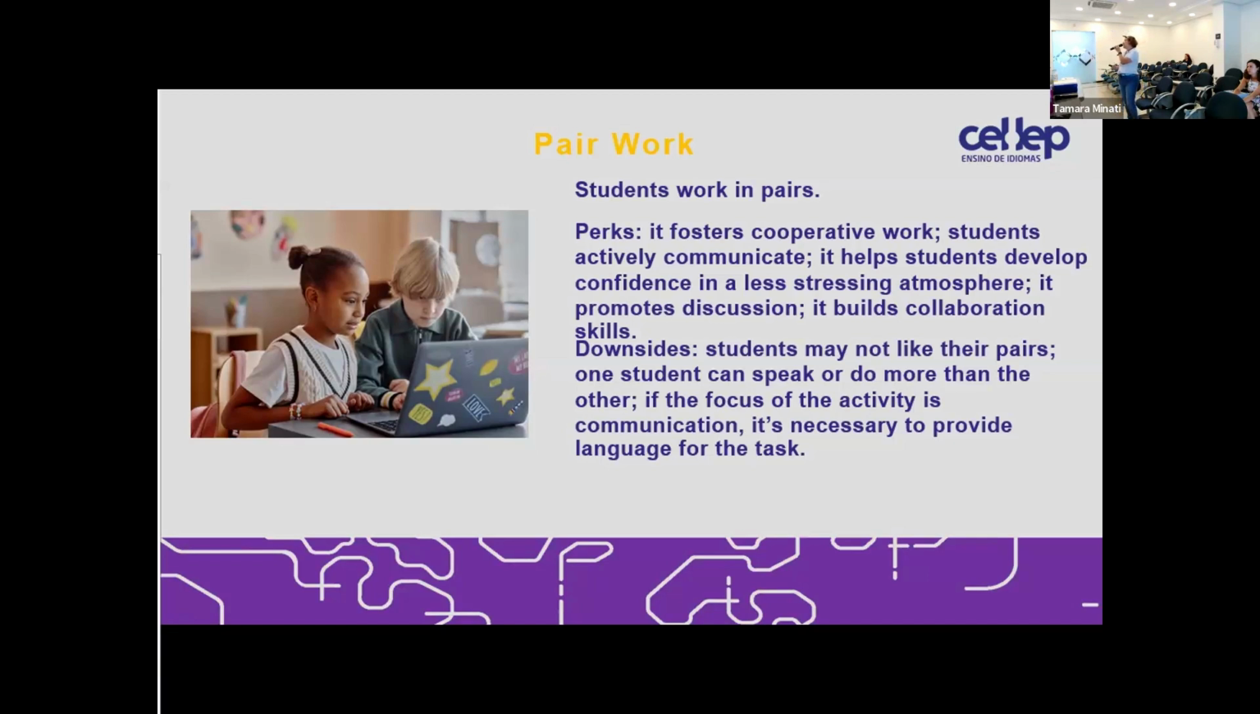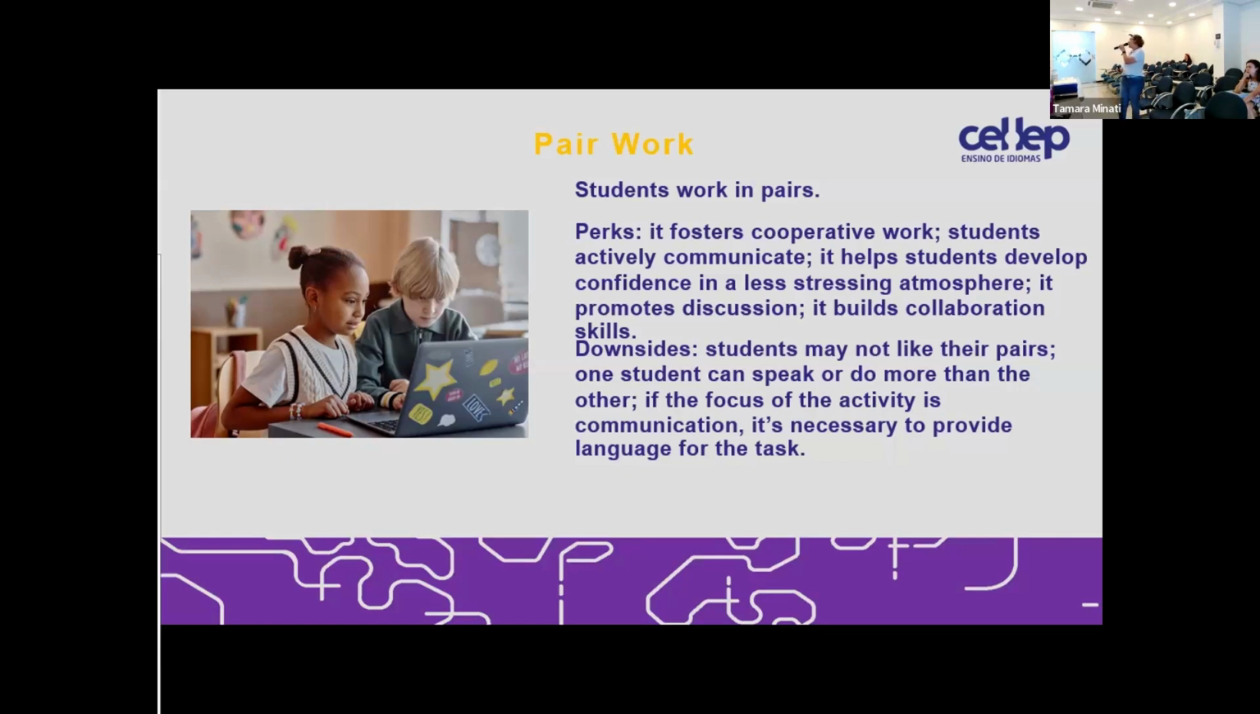One student can speak or do more than the other. This is something that we need to monitor, we need to pay attention, and if one of them is doing more, we need to balance things, help them balance the activities.